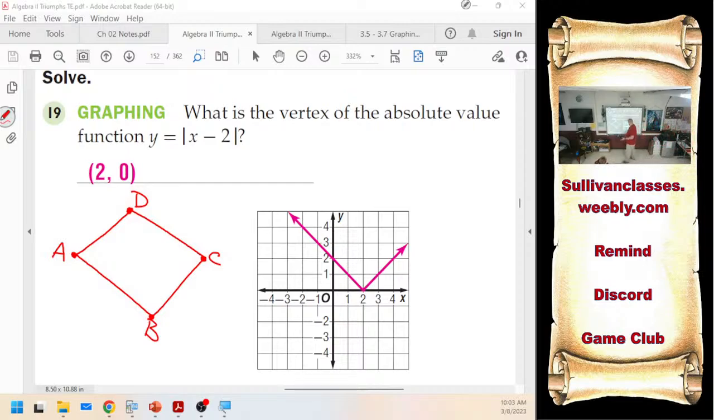So when they ask where's the vertex, there. It's the pointy part. It's where it changed directions. You just write that coordinate.